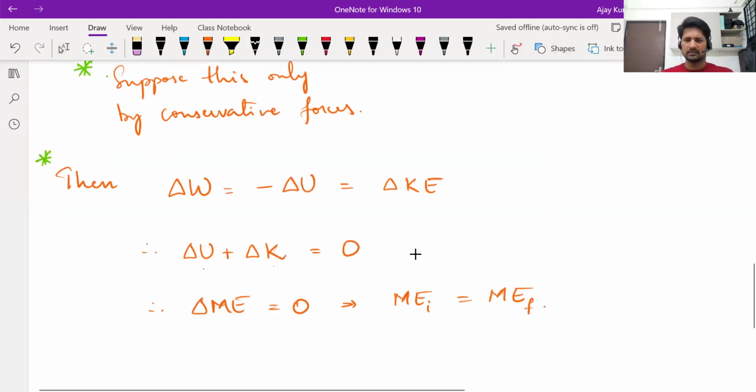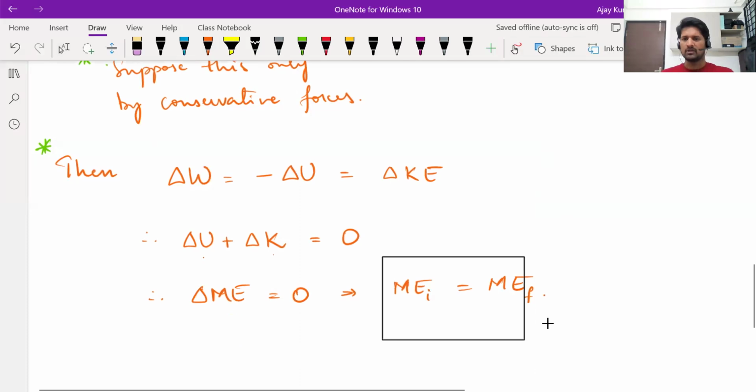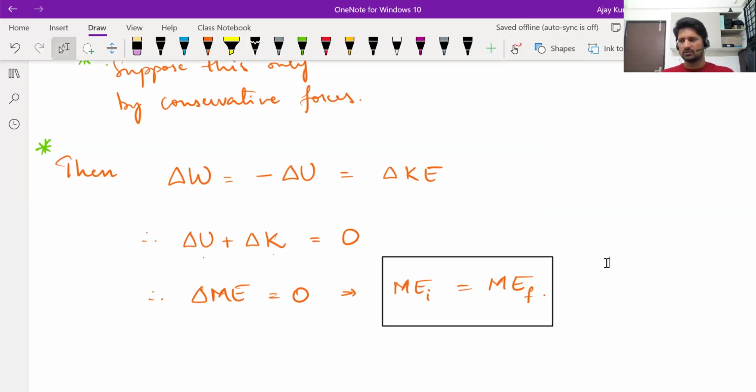The condition we had discussed in the last class itself: non-conservative forces should not be doing any work, or the total work done should not include work done by non-conservative forces. Then mechanical energy is conserved. And this is the proof. So the law of conservation of mechanical energy can be derived from the work kinetic energy theorem.